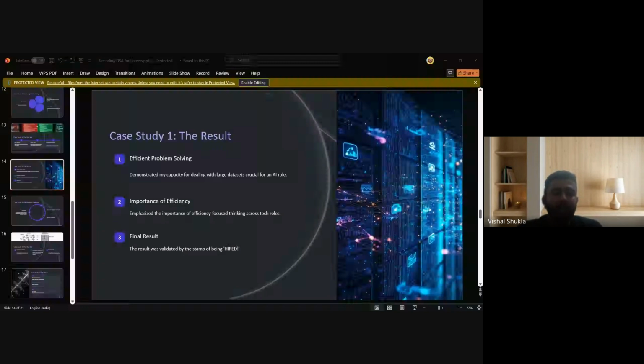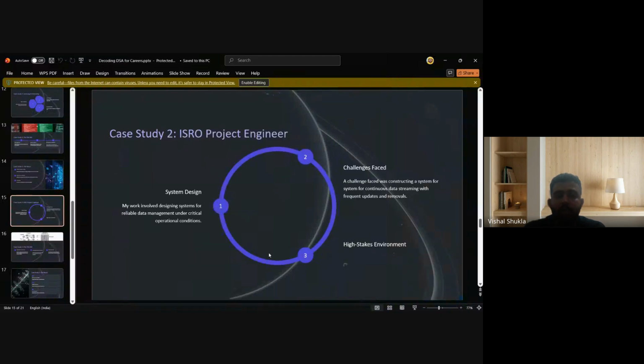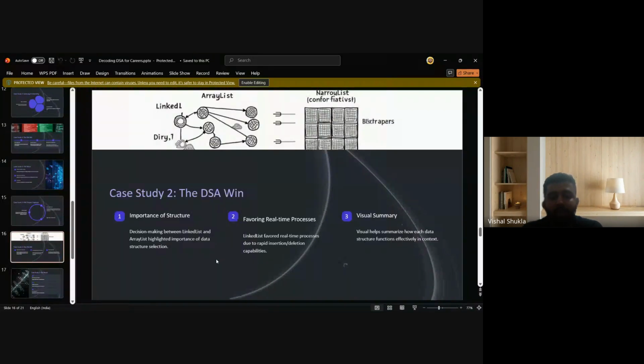Okay, so the results and case study I'll be telling here is efficient problem solving. Here it demonstrated the capacity for dealing with large data sets, crucial for an AI role. Next is the importance of efficiency for working across tech roles. Next will be the final result. The results will be validated by the stamp of being hired. Next, this is just the system designer challenges that I faced. And next, how DSA wins.